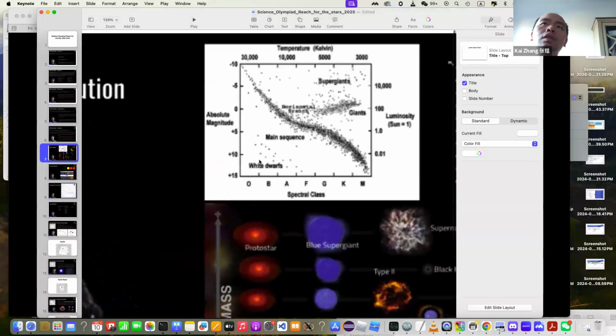If you look in very much detail, you will see that there are two axes here. The y-axis is something called absolute magnitude. It's sometimes called luminosity. Basically, it is a one-to-one conversion relationship. So I have a question here. Does anyone know what absolute magnitude is and what luminosity is? Any volunteer to answer this question?